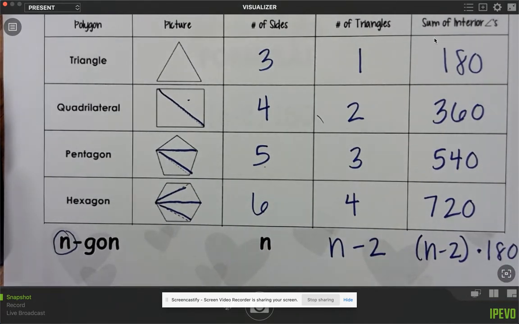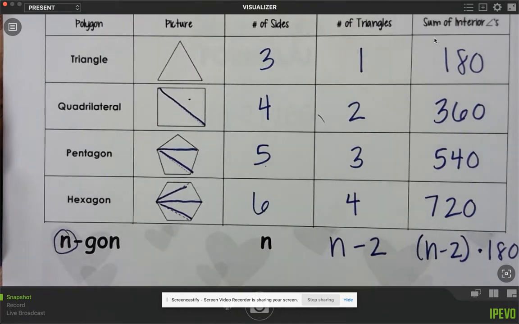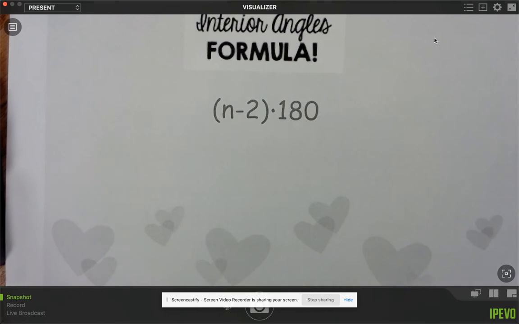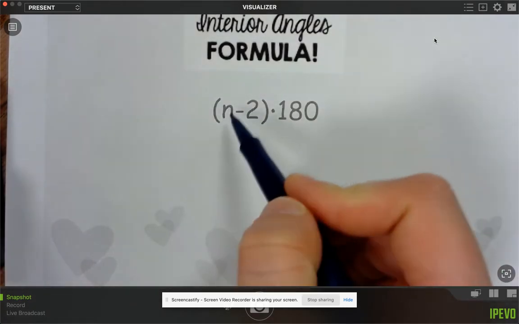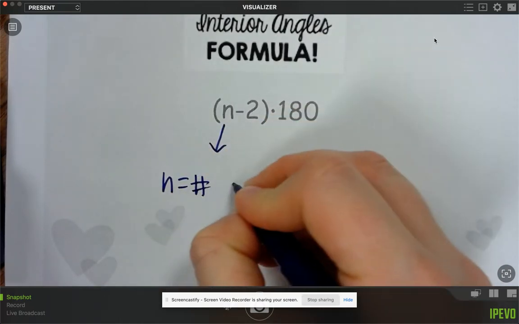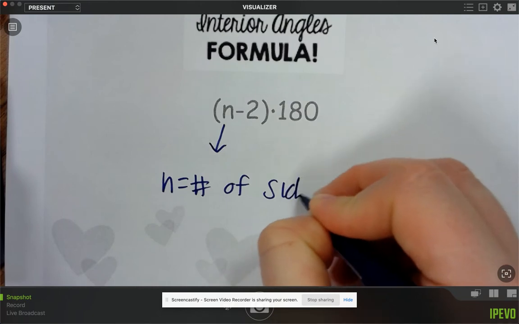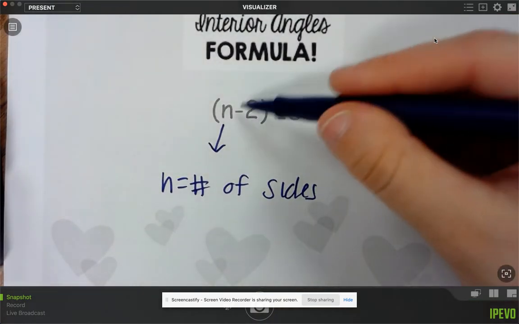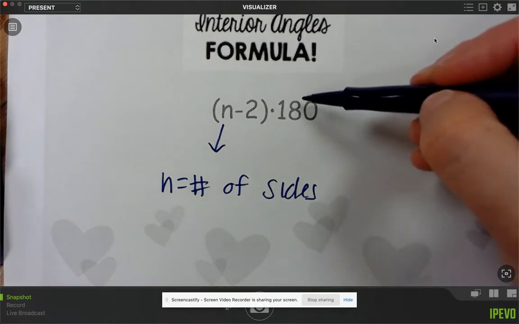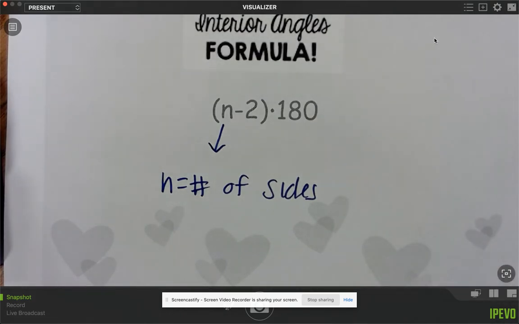So we just figured out our formula for the sum of the interior angles of our polygon. Again, n equals our number of sides. I'd probably write that down. And then, because that's how many triangles would be in our shape, times 180. And this is going to tell you how many degrees are in our polygon.